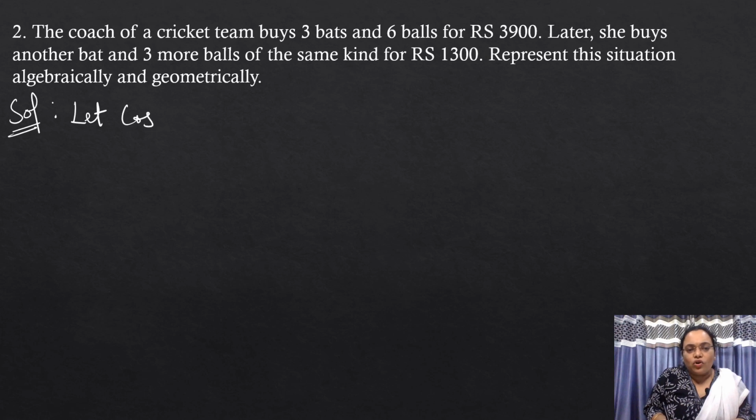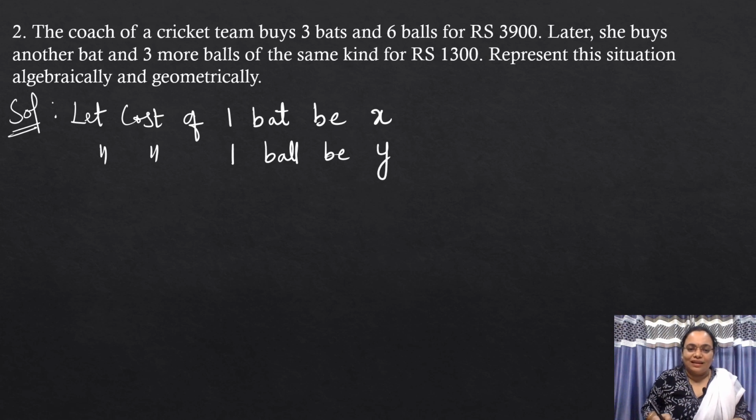Let the cost of one bat be x and the cost of one ball be y. Okay. So, if the cost of one bat is x, what is the cost of 3 bats? It is 3x. Okay. And if the cost of one ball is y, what is the cost of 6 balls? It is 6y. Clear? Now let us form the equation.